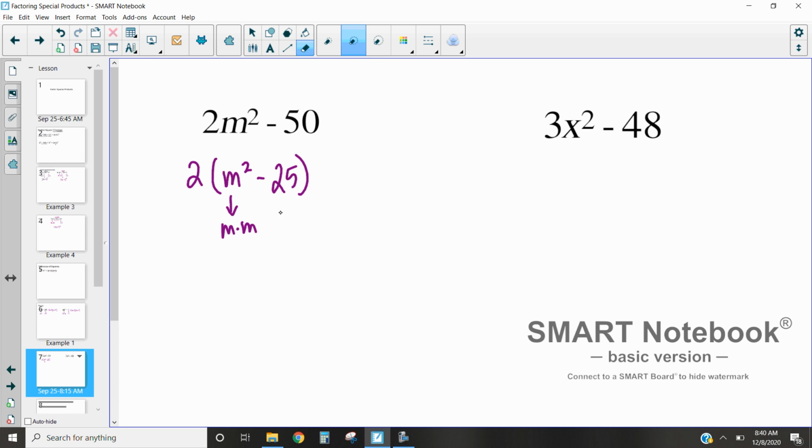This is m times m. This is 5 times 5. So then as we factor it out, we end up getting 2 times m plus 5 times m minus 5. Awesome. This second one can do the same thing.